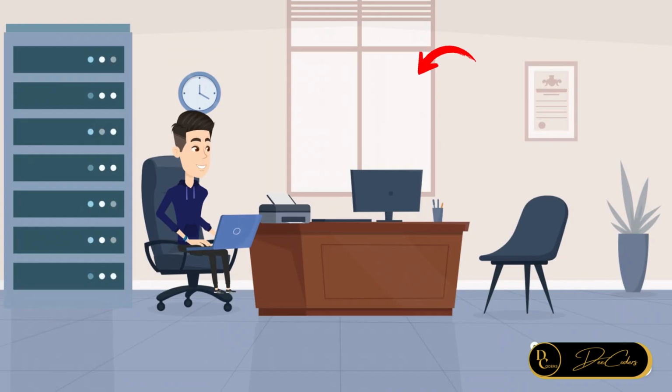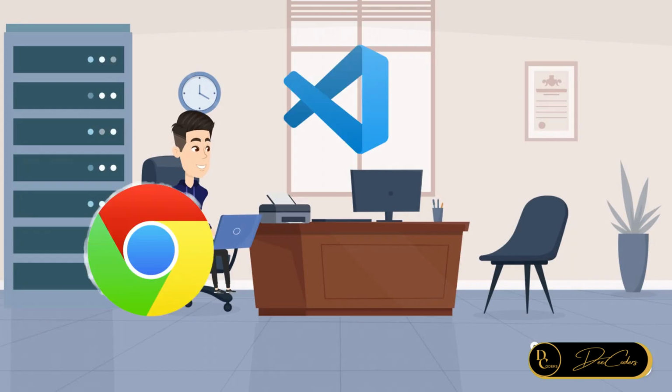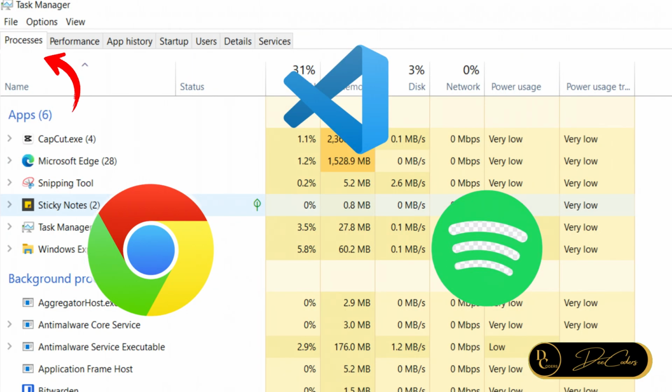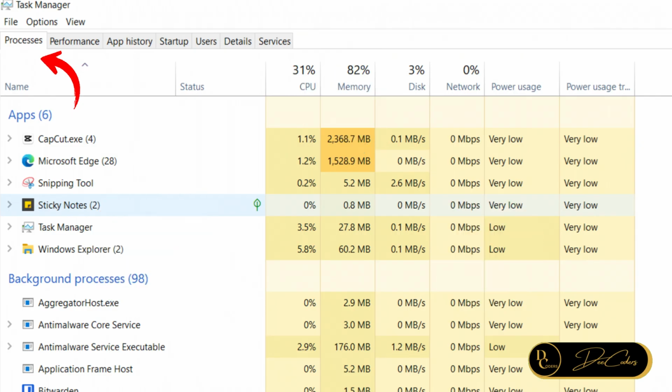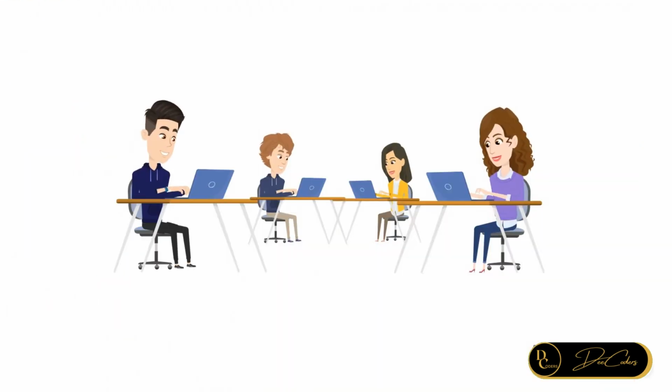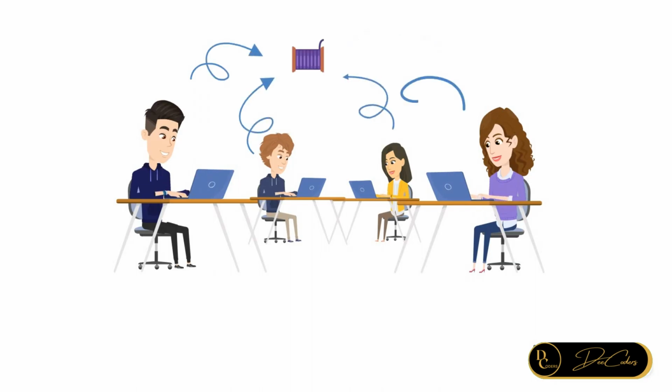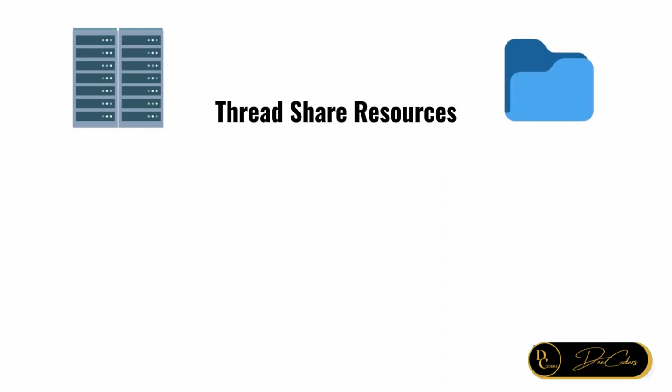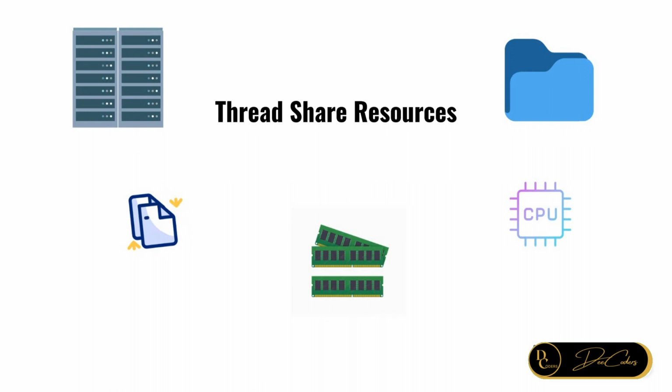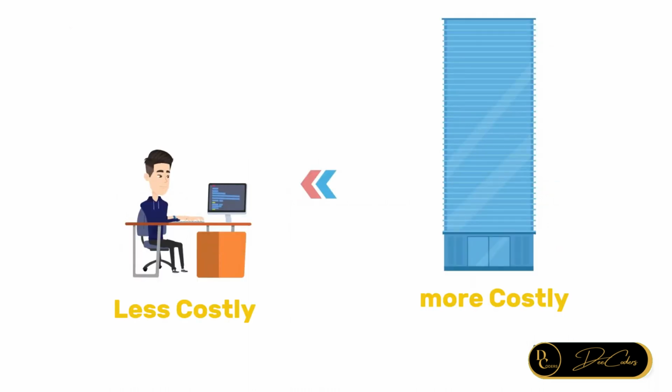A process is like a complete office. It has its own room, its own furniture, its own electricity, its own storage. Apps like Chrome, code editors, Spotify all run as separate processes. Now inside one office, multiple workers can exist. These workers are threads, and because they work inside the same office, they share everything. Same memory, same files, same resources. This sharing makes threads very fast, because creating a new worker is cheaper than building an entire new office.